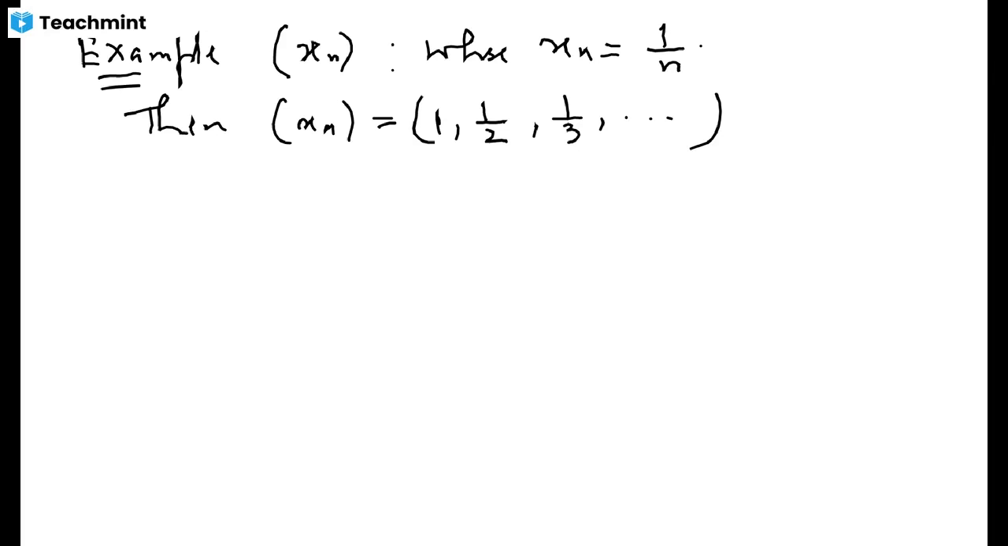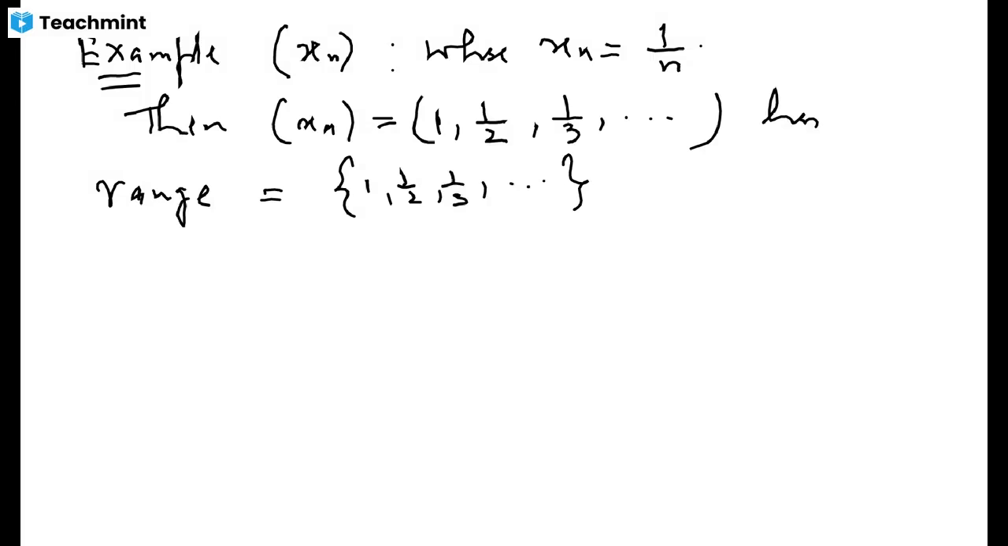One is not equal to 1 by 2, and similarly no terms of the sequence are the same. And what is its range? Then this has the range given to be, its range consists of 1, 1 by 2. Each term of the sequence is now a part of the range because no term is repeating here. And now this range is nothing but an infinite set. So a sequence here can have all the sizes of range.